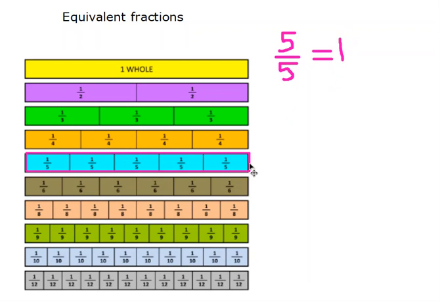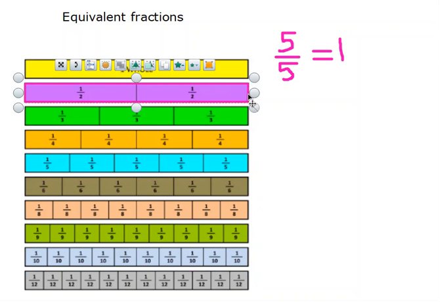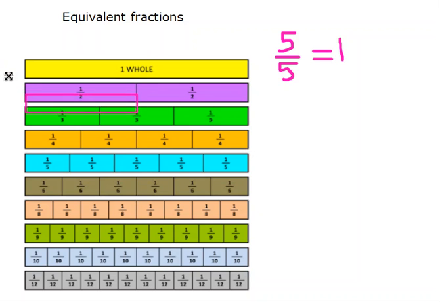Now, easy, because we know that whenever the numerator and the denominator are the same, it is equal to one whole. So in fact, all of the fractions here we have are equal to one whole. Now, what if I want to find a fraction that's equivalent to a half? I'm going to move my rectangle so it's the same size as a half. Okay, so now I can use this rectangle to decide which of my fractions here are equivalent.